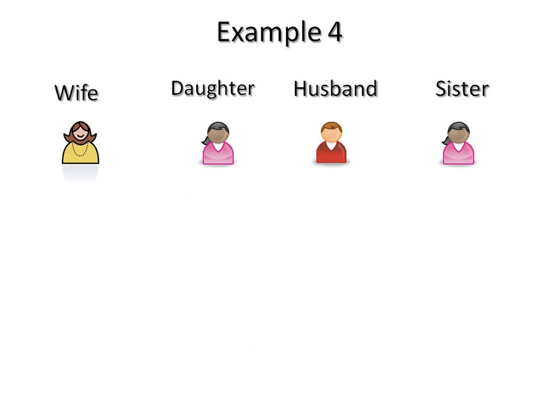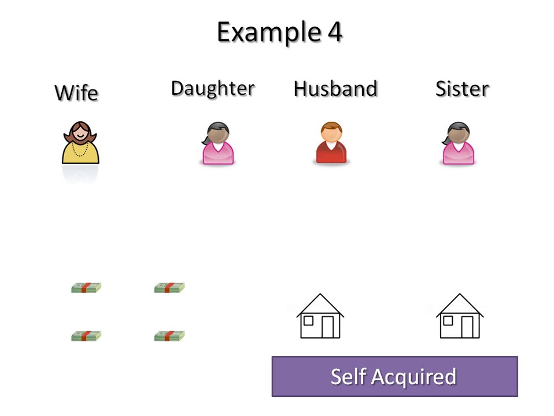Here the person in question is the wife. Understand this example very well. The person in question is the wife. The wealth belongs to the wife, and she has 4 bundles of cash. Let's say this is some wealth, it can be in a savings bank account or whatever, and she has 2 houses which are self-acquired. She has earned money and she has acquired both the houses from her own money. She is dead. What happens to the money?